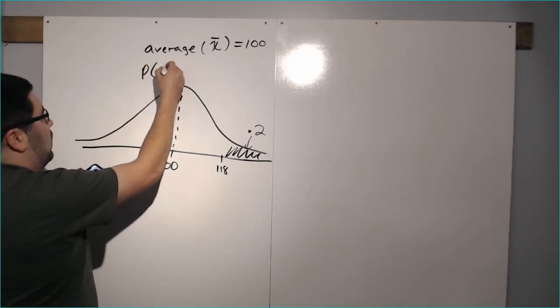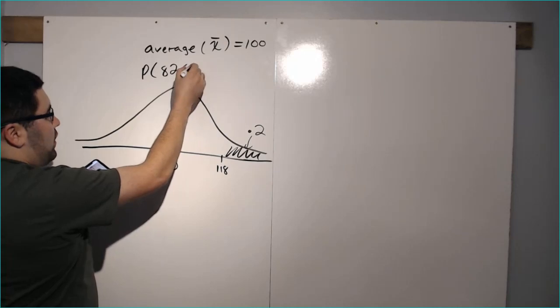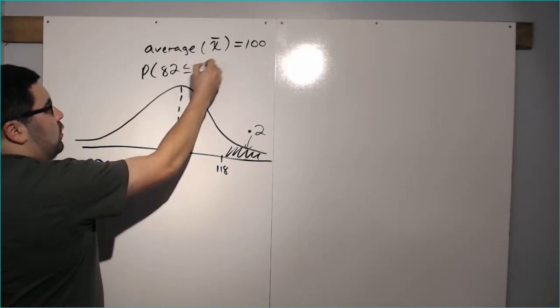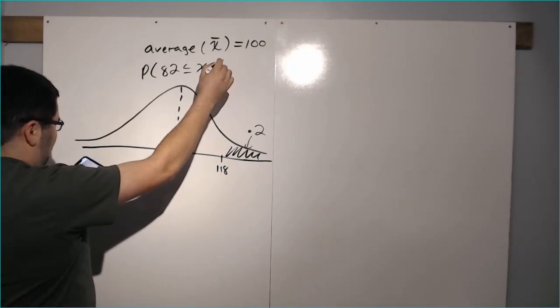Then it wants to know what the probability of X is such that it's greater than or equal to 82, and less than or equal to 100.